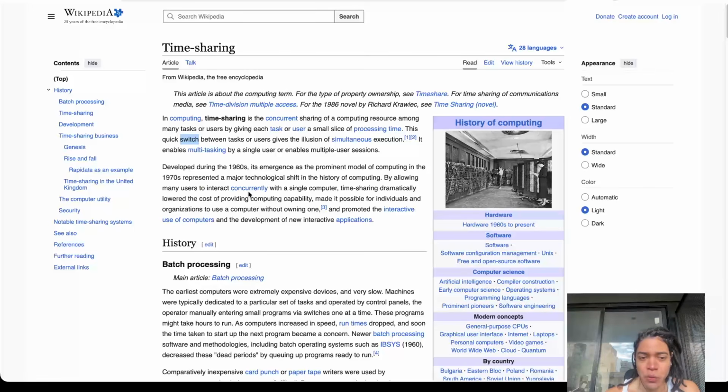So by allowing many users to interact concurrently with a single computer, time sharing dramatically lowered the cost of providing computing capability, made it possible for individuals and organizations to use computers without owning one. This notion is something that Amazon has popularized. All of these cloud vendor providers have popularized. And I think this is something that they want to promote in the case of AI, right? They want to say, hey, let's go time sharing this resource so you can now have access to this.